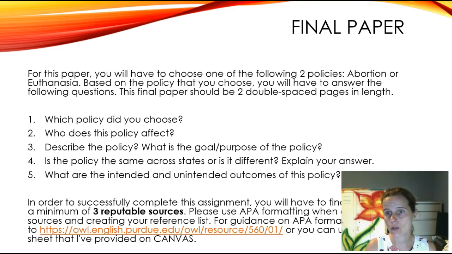You will choose one of those two policies, and based on that policy, you will write a 2-page double-spaced paper. So it's not a long paper at all, just 2 pages, double-spaced. And on that paper, you will answer the following 5 questions. So you will tell me, which policy did you choose? Who does this policy affect? Describe the policy and what is the goal or the purpose of that policy. Is the policy the same across states or is it different? Explain your answer. And what are the intended and unintended outcomes of this policy?